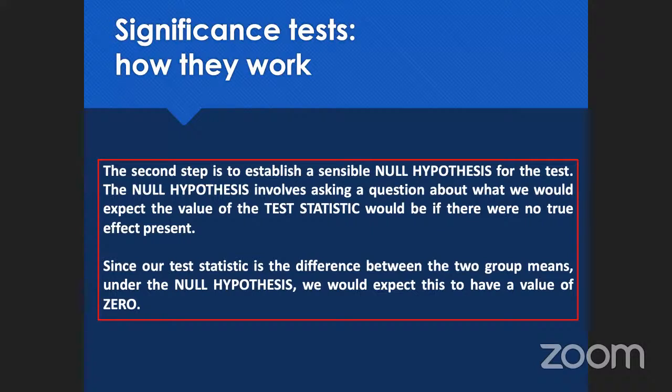Therefore, the second step is to establish a sensible null hypothesis for the test. The null hypothesis involves asking questions about what we would expect the value of the test statistic to be if there was no true effect present. Since our test statistic is the difference between the two group means, under the null hypothesis we would expect this to have a value of 0.